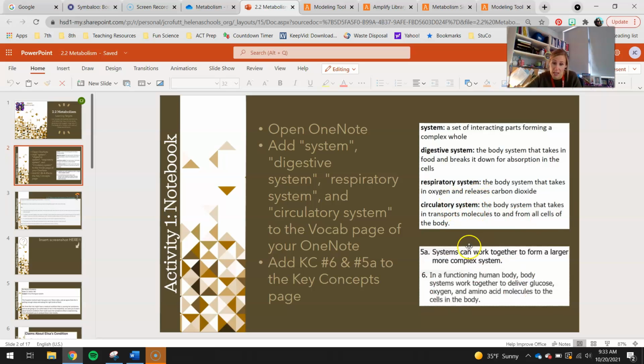All right, and then you guys should have added key concept 5A and 6. So systems can work together to form a larger, more complex system. So like the human body, okay, we're definitely complex with all of our individual body systems. And key concept 6, in a functioning human body, body systems work together to deliver glucose, oxygen, and amino acid molecules to the cells in the body.